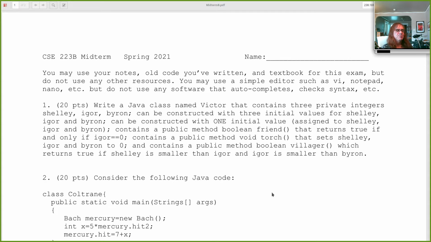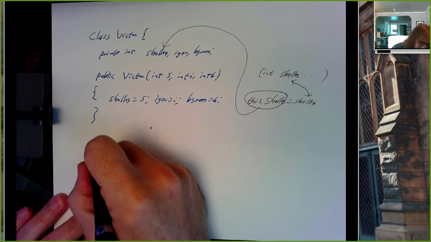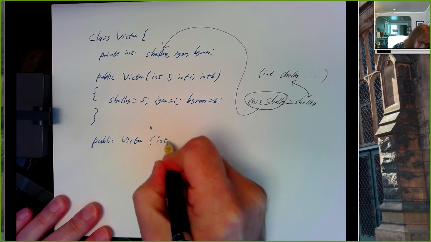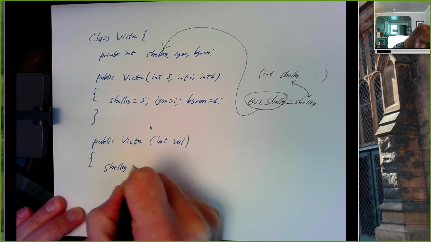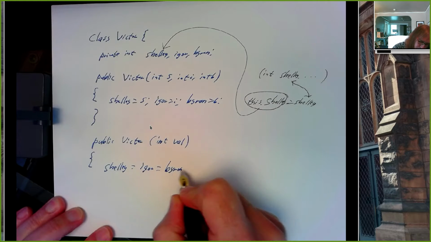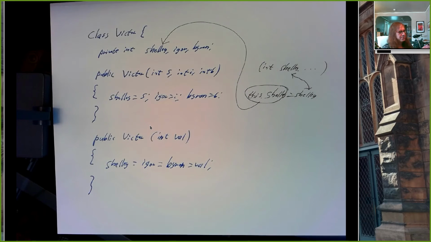All right, and then it said can be constructed with one initial value assigned to Shelley, Igor, and Byron. So I thought that was pretty clear that you want a constructor that you pass one argument to, and that value gets assigned to all three of these integers. But there was still some misinterpretation, which I let slide. But here is the intent. Right, you can construct with a single value, and it sets all three integers equal to that value.